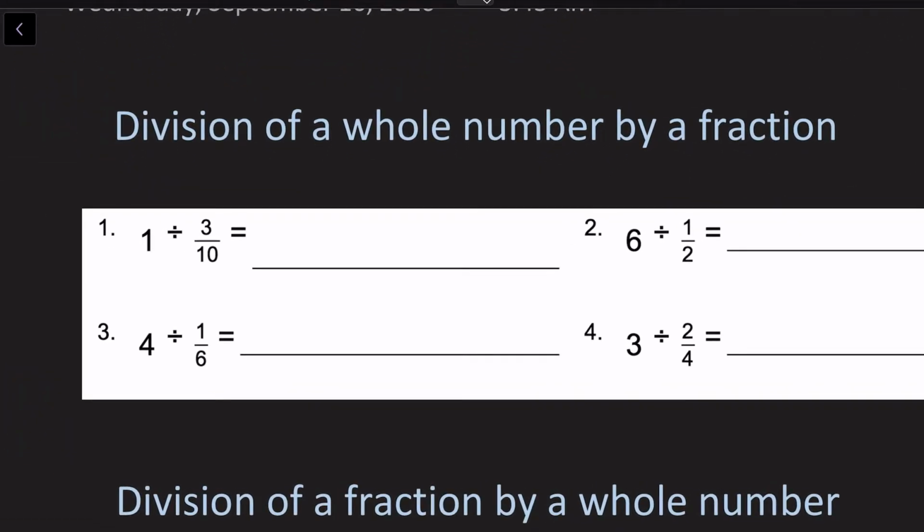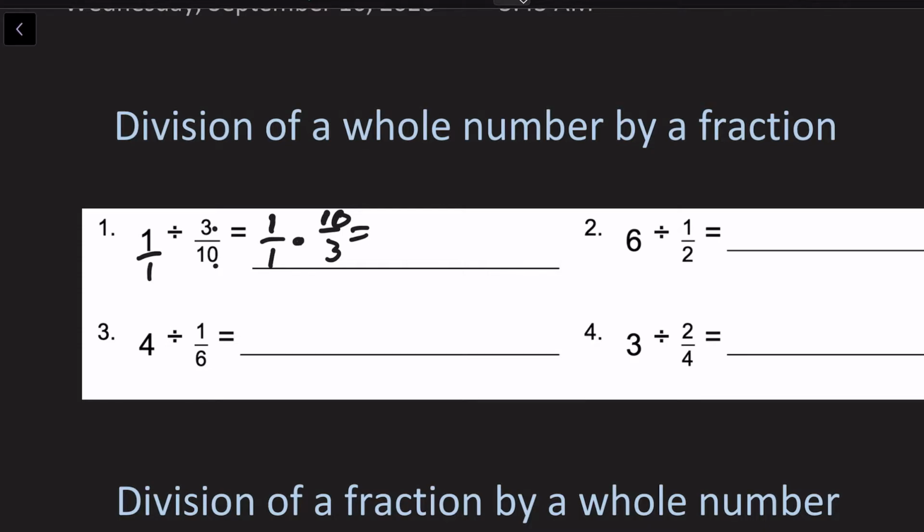So for this first part, instead of doing 1 divided by 3/10, we're going to say 1 over 1 divided by 3/10. And the way you do this is, instead of dividing, we're going to turn this into a multiplication problem. You put your first fraction, 1 over 1, and you multiply by the reciprocal of the second fraction. The reciprocal of a fraction pretty much just means that you flip the numerator and the denominator. So that means it's going to be 10 over 3.